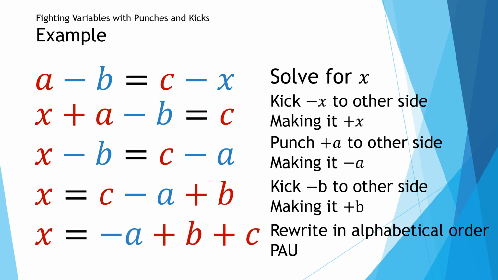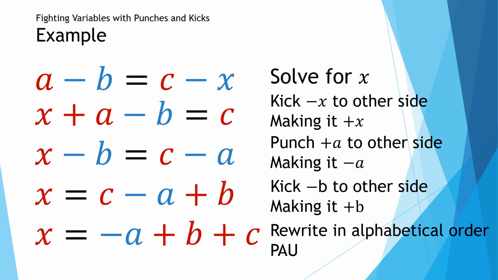Now, technically, and this is really important, the line above this was actually completely correct. But in order for it to be more appealing, we like to write things in alphabetical order. So we put the A first, and then the B, and then the C. Technically, the line above it is perfectly fine, C minus A plus B.